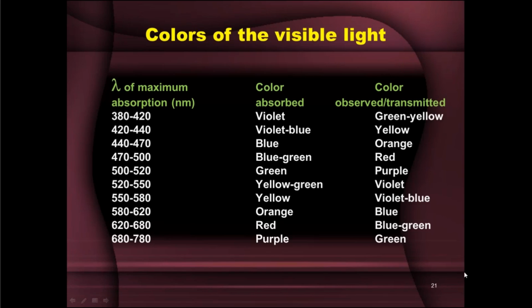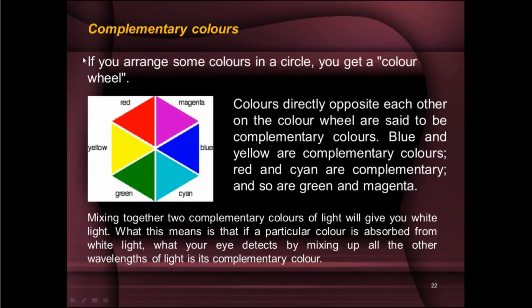So these were the colors that I told you. The color that is absorbed is the complementary of the color that is transmitted. And if you are trying to analyze a solution that is purple in color, you will be using the wavelength corresponding to green color, because that is the wavelength which will be absorbed. Green will be absorbed, not purple. So that was what we discussed last time.